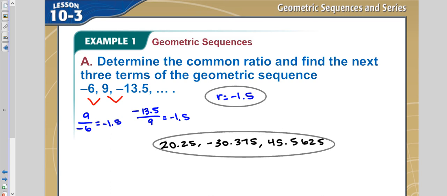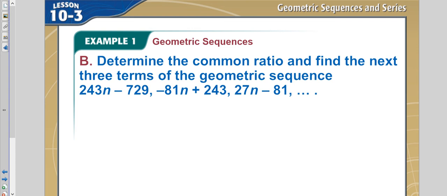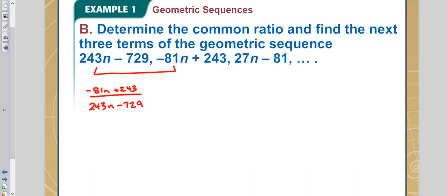Let's try another one. It says here determine the common ratio and the next three terms of the geometric sequence. Now this one's a little bit trickier because each term is actually made up of two terms. So we're going to ask ourselves what happens to get from here to there. Again, you would take the second and divide it by the first. So I'd have -81n plus 243, and I'm dividing it by 243n minus 729.